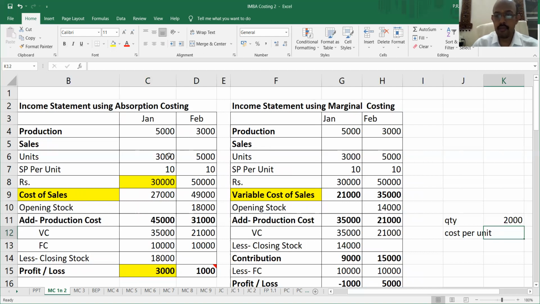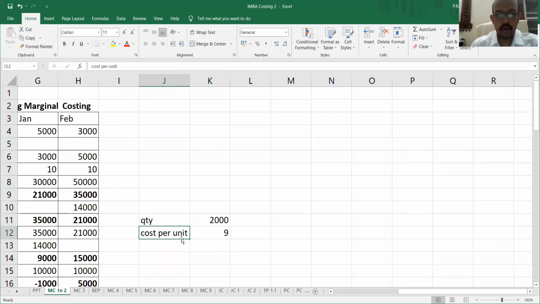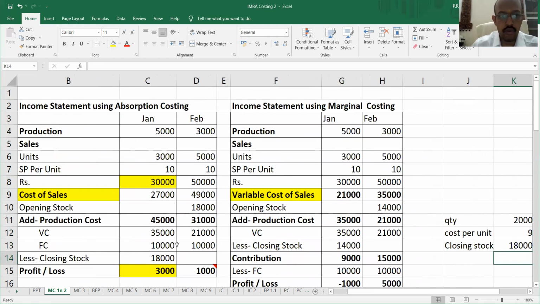Now what is the cost per unit? Remember that in absorption costing we are going to value stock at full cost, that is variable plus the fixed cost. Here my total cost is rupees 45,000. I want to find the cost per unit, so I'll divide 45,000 by the total production for the month, which was 5,000 units. So my cost per unit comes to 9 rupees. My closing stock would be 2,000 units into 9 rupees per unit, that comes to 18,000. This is the closing stock of rupees 18,000.